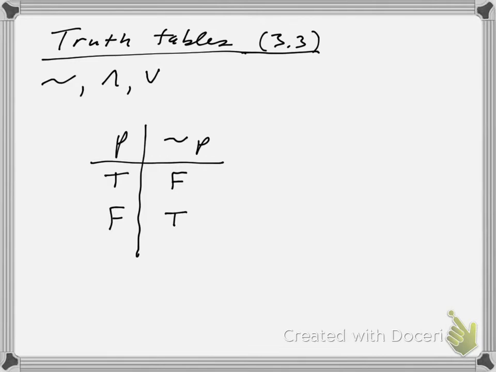Very, very easy one, because P and not P obviously are going to have opposite truth values. Okay, so basically what we're saying is P has two options, true and false. It could either be true or false, and let's see what happens to not P in those two cases. That's the first truth table. So this is truth table number 1.